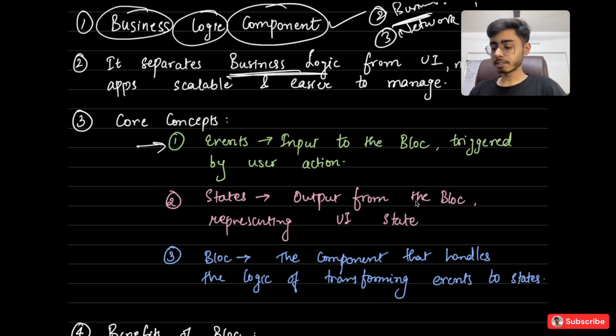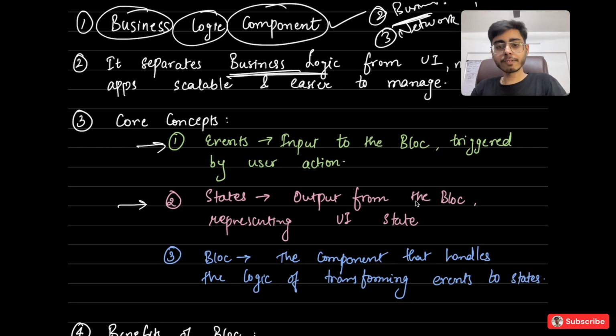Then come the states. When we add something to the Bloc, it will perform some business logic. Bloc will do something because it's a brain. It will bring some data from the network layer, from the server, and my UI needs to get updated. My UI needs to know that, hey, I have got something back from the Bloc. So Bloc emits a state.